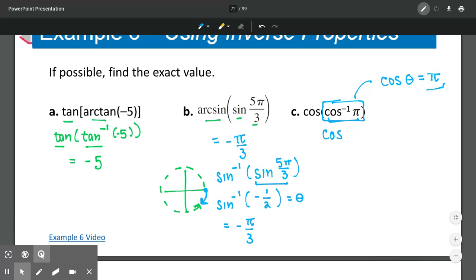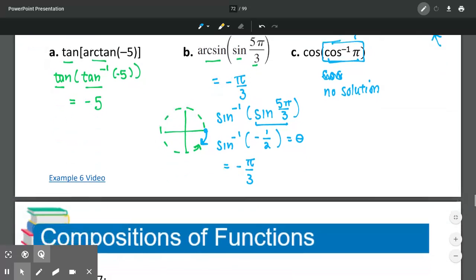But remember that rule we have that with sine and cosine, this one can only go up to 1. So the cosine will never equal pi. The cosine of pi has a value. So with part C, there's no solution. And again, if you type it into your calculator, you'll get a domain error for that.